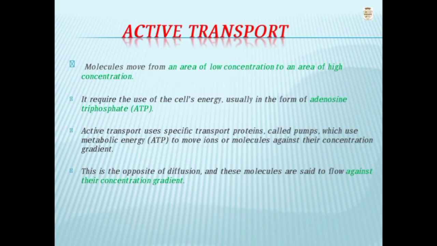Next, we will discuss active transport. The molecules are usually moving from an area of low concentration to an area of high concentration. They require the use of energy, usually in the form of ATP, adenosine triphosphate. Active transport uses specific transport proteins called pumps, which use metabolic energy to move ions or molecules against their concentration gradient. This is the opposite of diffusion, and these molecules are said to flow against the concentration gradient.